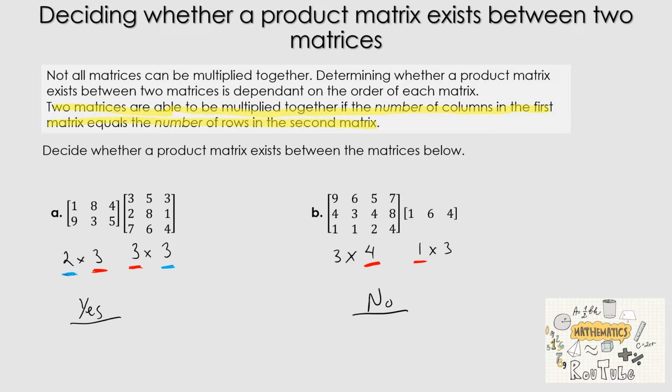If you're working with a CAS calculator and you type those two matrices in and try to multiply them, you will get something called a dimension error. That is essentially telling you that we cannot multiply these two matrices together because the number of columns in the first matrix is not equal to the number of rows in the second matrix.